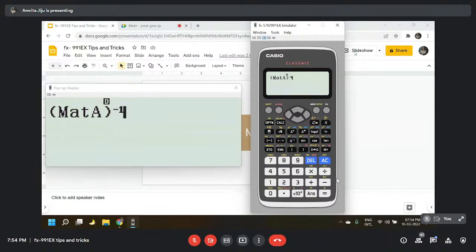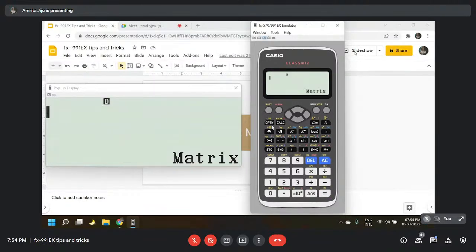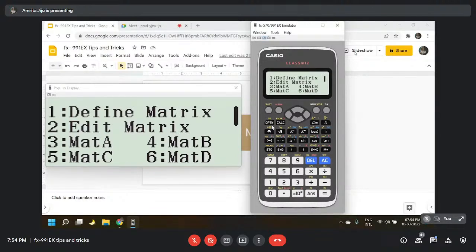At A raised to -1. Oh, again, it's showing error. Anyway, let's come back to it later. Okay. Now, let's see the transpose of a matrix.